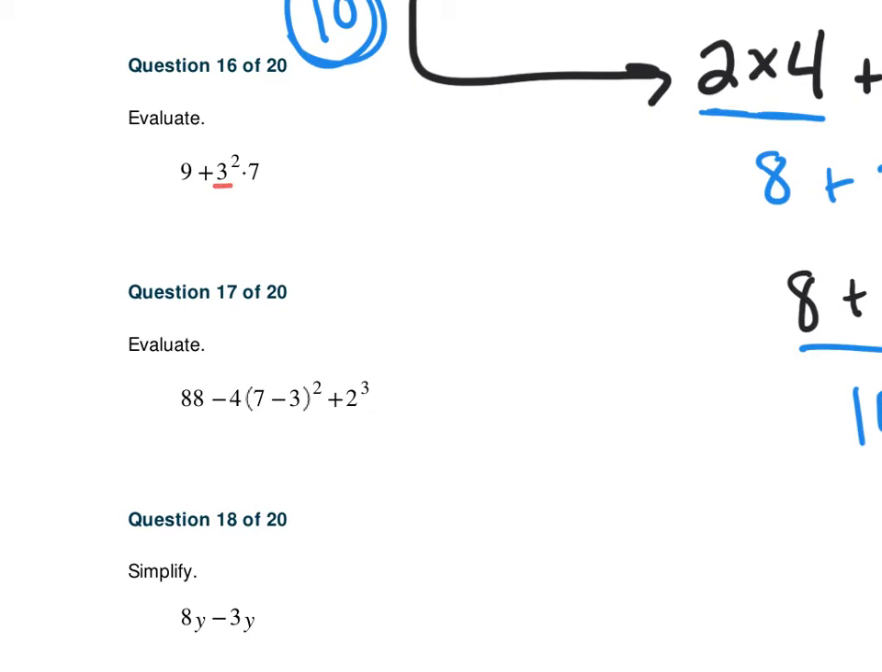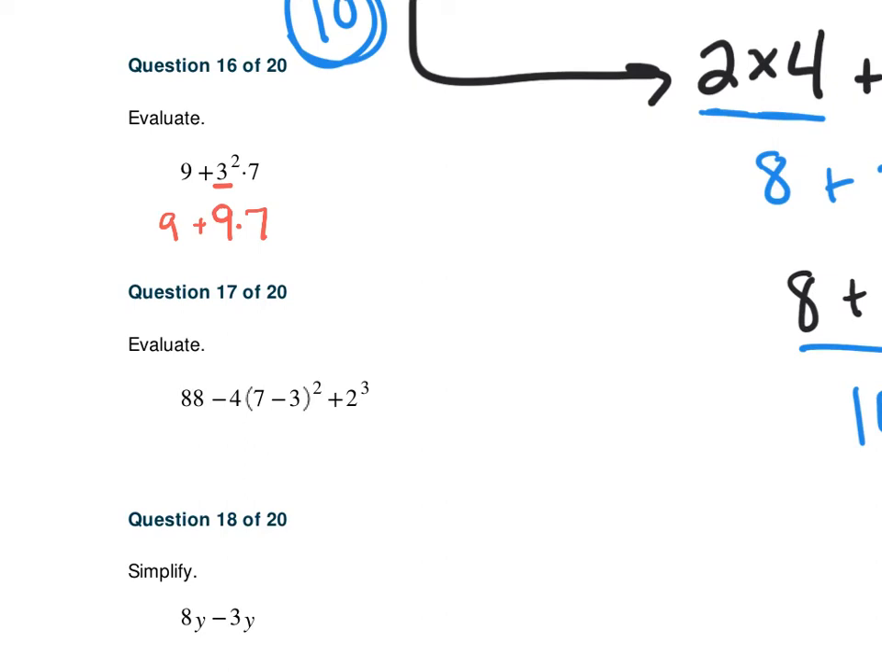So 3 to the second power, that's 3 times 3, that gives me a 9. And then I copy everything else down with that. Then I go to that last step I was at, which is exponents, and ask myself, are there any more? There's not.